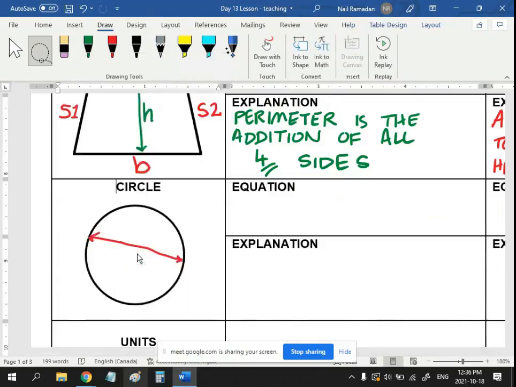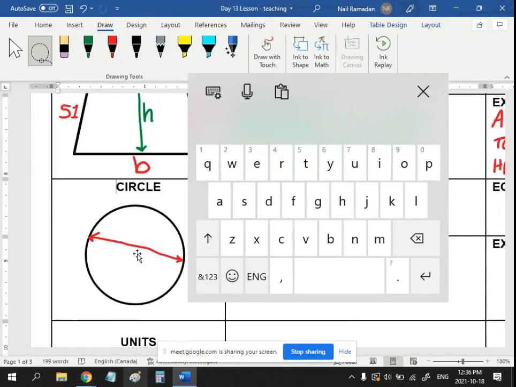Does anyone know what we call this line? What do you call a line that cuts a circle in half? You know what? Zoe just answered my second question. My second question was, what do you call the line that goes from the center of the circle to the rim? What do you call double the radius, the full distance that cuts a pizza pie perfectly in half? How many people have heard of a diameter? This is the diameter.